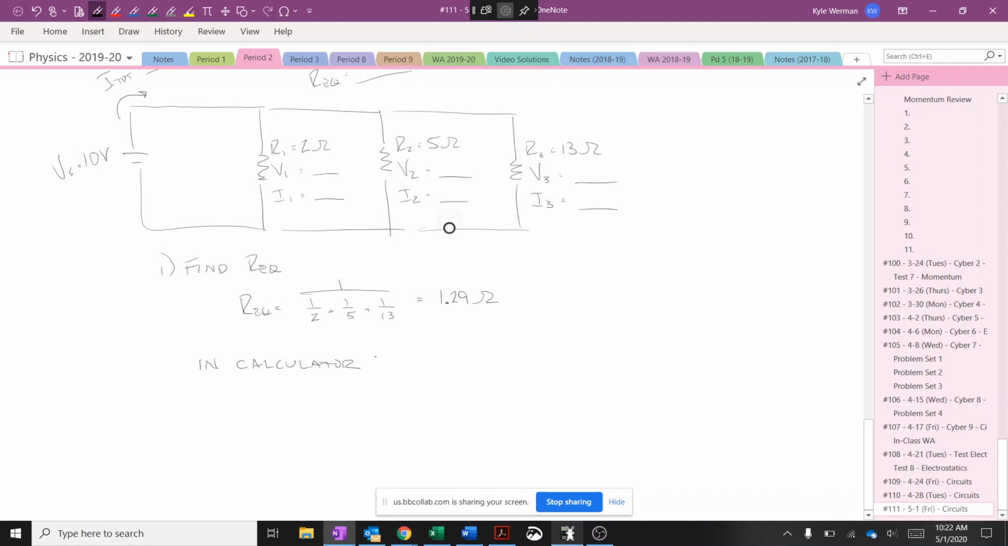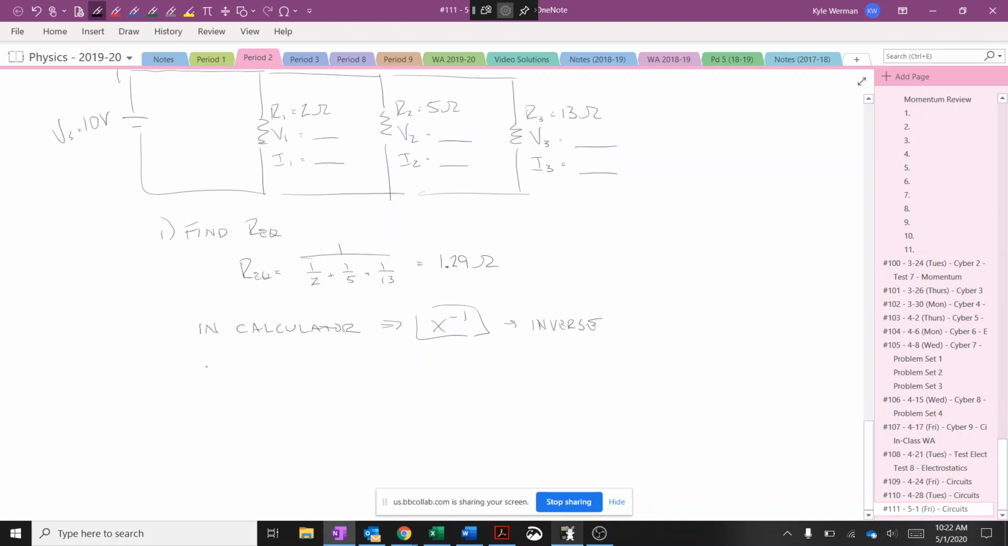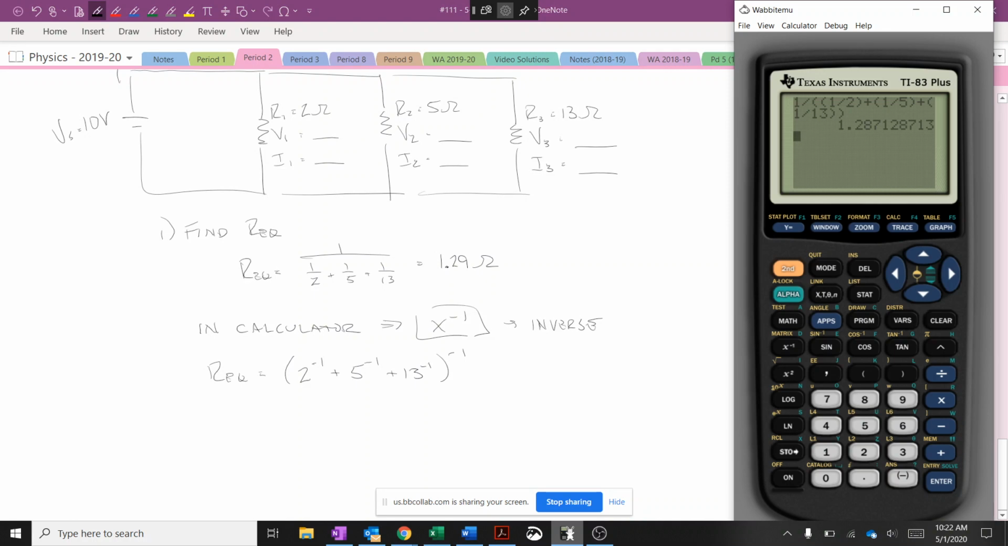Now, another way to do this equation in your calculator that I'm going to show you, which will be helpful, we're going to use the inverse button, which looks like this. All right, this means taking the inverse or flipping it under the denominator. And when I use my calculator, I'm going to do 2 to the inverse, plus 5 inverse plus 13 inverse, and then inverse the whole thing. What I usually do is go 2 to the negative 1 plus 5 to the negative 1 plus 13 to the negative 1. I'm going to hit enter, and then take the inverse of that answer, because that's my denominator, and I get the same value.